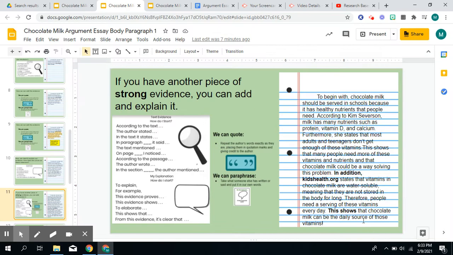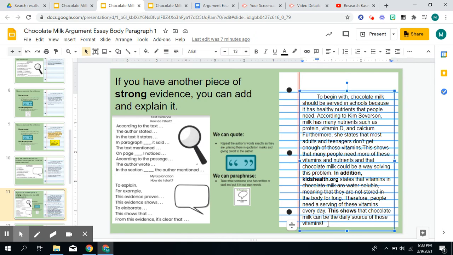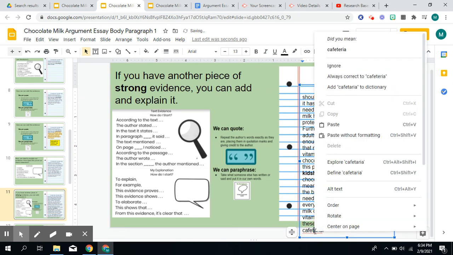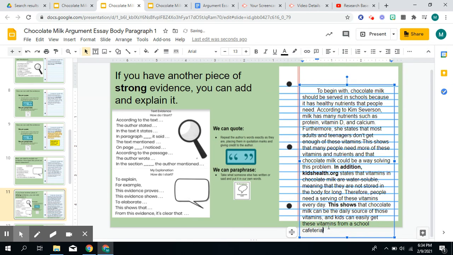And then to connect it further to our thesis, I'm going to say, and kids can easily get these vitamins from a school cafeteria. All right, to make sure it really goes with our arguments and our claim.